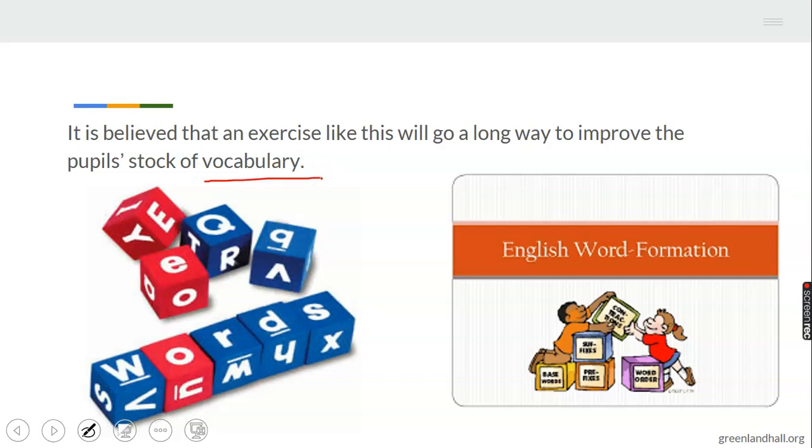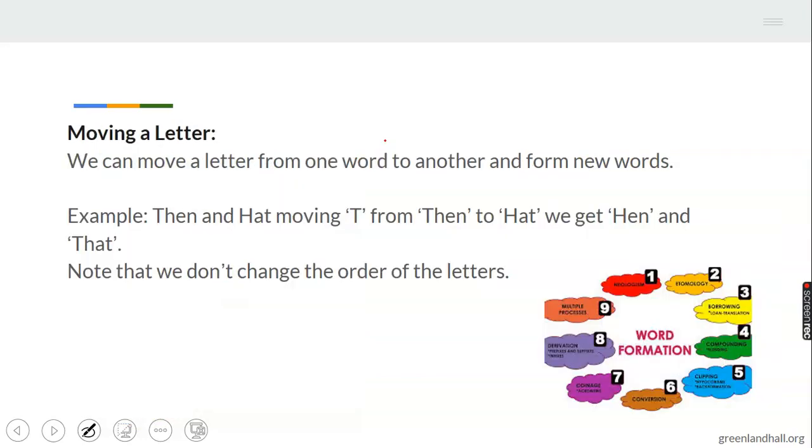If you're going to learn this, the end game is that you will improve. That's very important. You're going to improve, and your vocabulary skills will go up. Now, let's see. We have methods that we can use to form words. Word formation is the process of forming words from already existing words. That is just a simple definition.